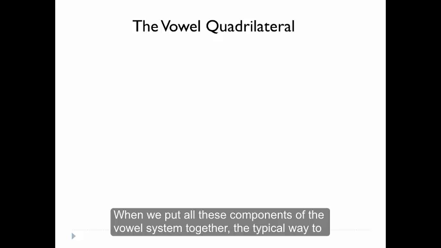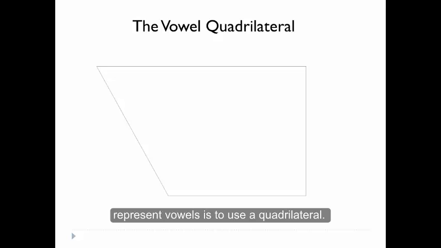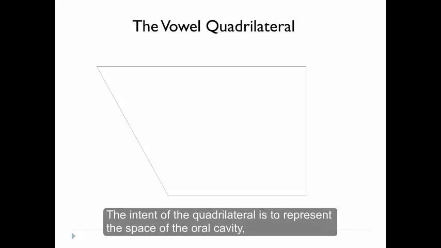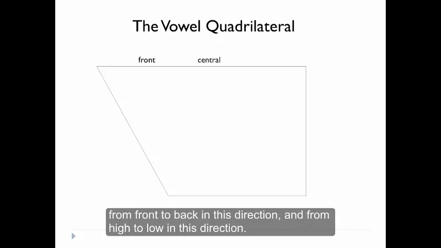When we put all the components of the vowel system together, the typical way to represent vowels is to use a quadrilateral. The intent of the quadrilateral is to represent the space of the oral cavity from front to back in this direction, and from high to low in this direction.